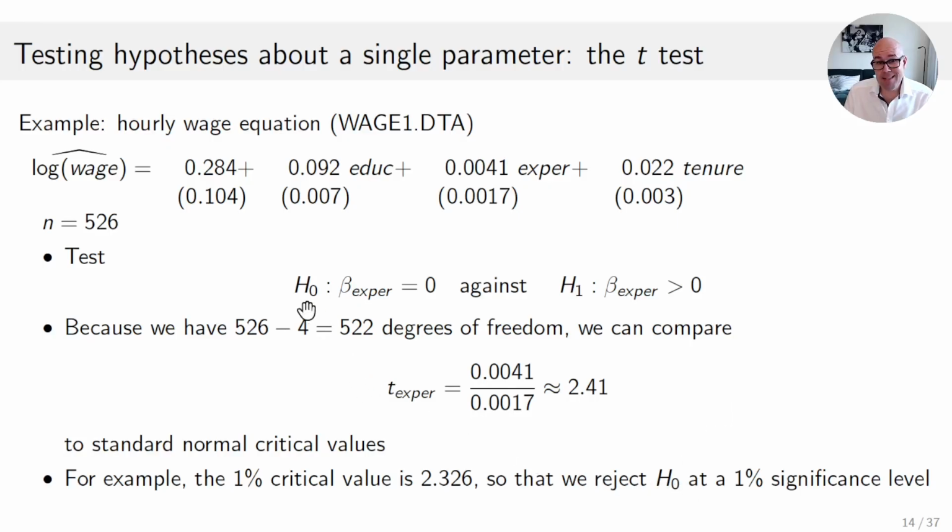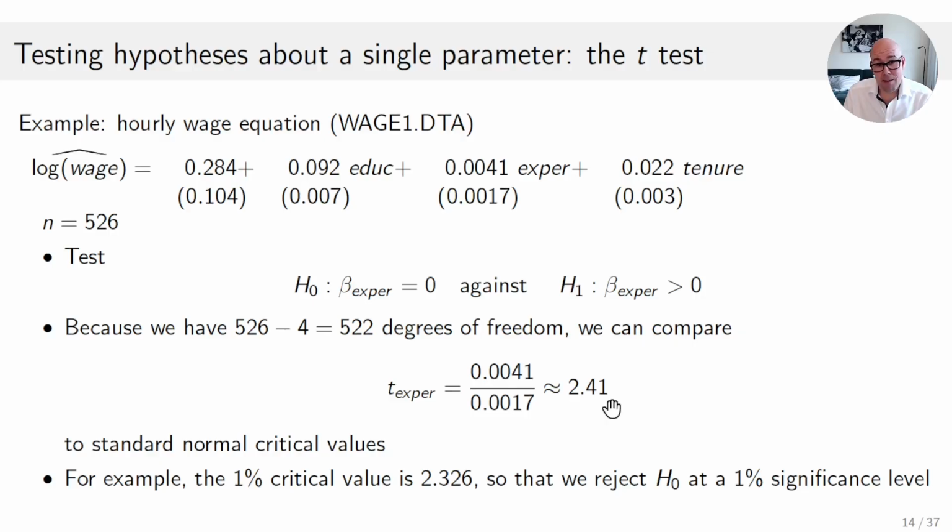Let's say we want to test whether the coefficient on experience is equal to 0 against the alternative that it is greater than 0, because we think it's reasonable that experience doesn't have a negative effect on wages. We can calculate the t statistic. That would be the coefficient on experience divided by the standard error, which is this ratio here. We get a number that is 2.41. And what we now have to do is to compare this to the critical value.